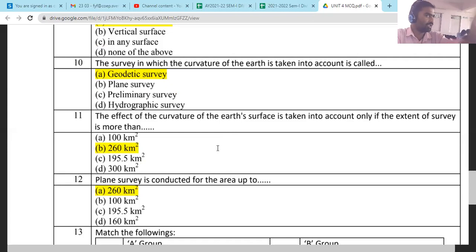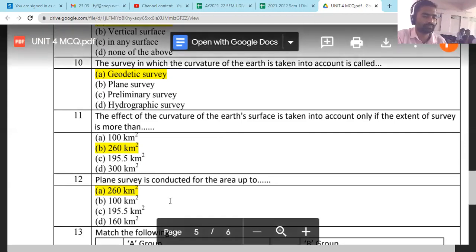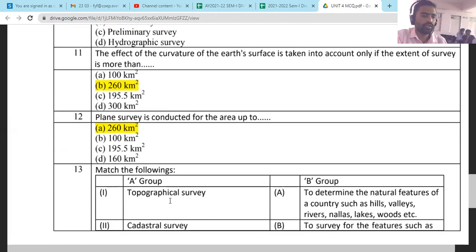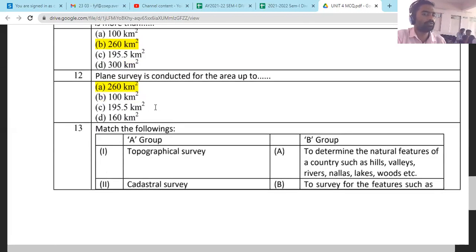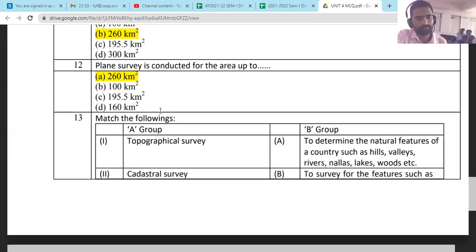Sometimes we have to choose the nearest option. Among 100, 260, 195, 300, the nearest one is 260. Some textbooks take 250 square kilometers, and some take 260 square kilometers. Here, 260 is the answer. So plane survey is conducted for an area less than 260 square kilometers.